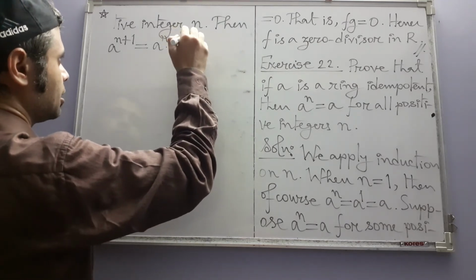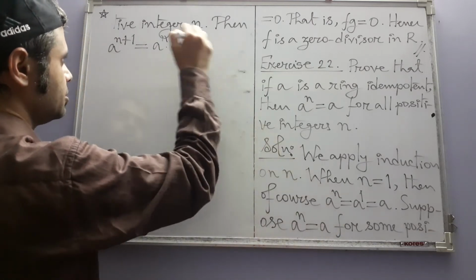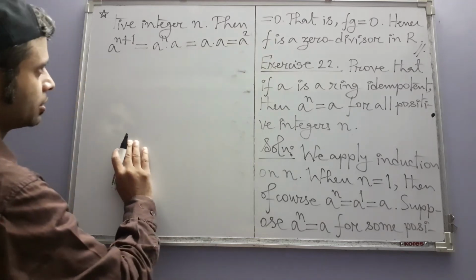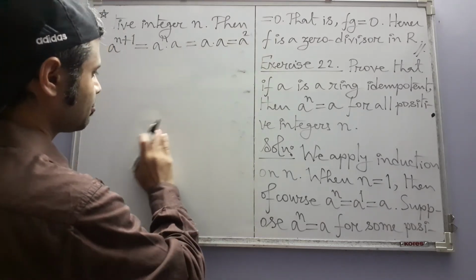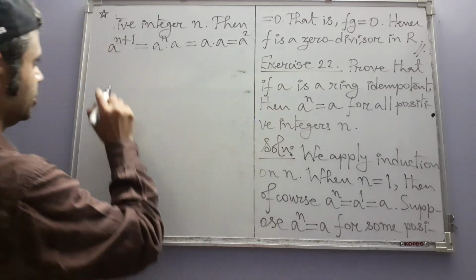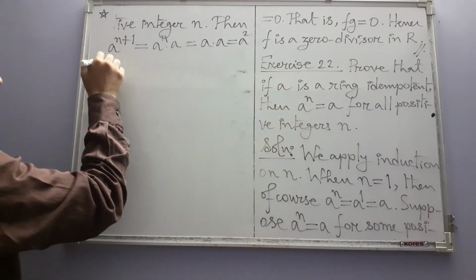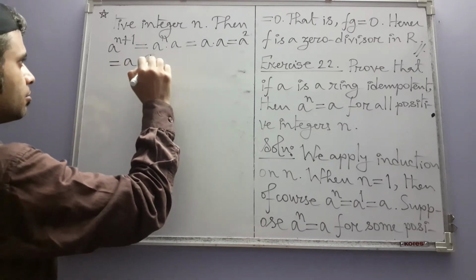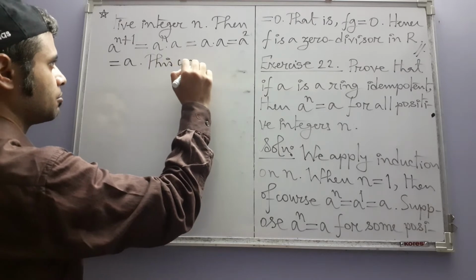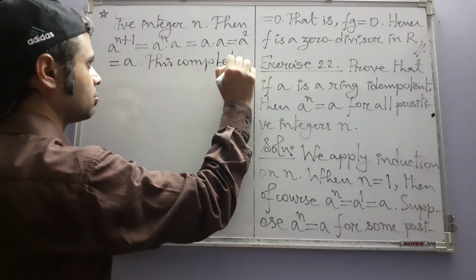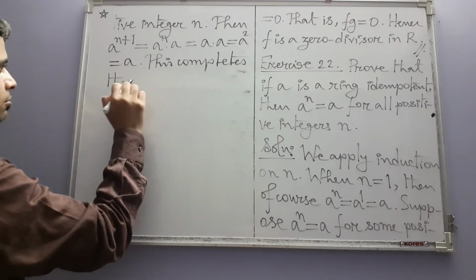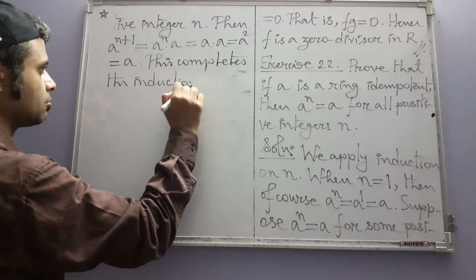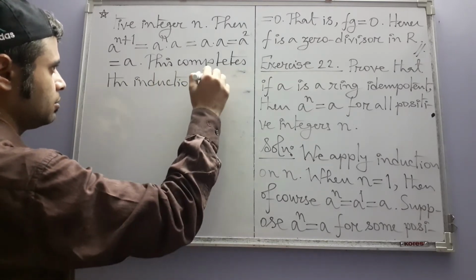Okay, now using our induction hypothesis, this is A. That means we have A squared, and now you use the fact that A is an idempotent element. So that's why A squared is equal to A, and this completes the induction and proves the claim.